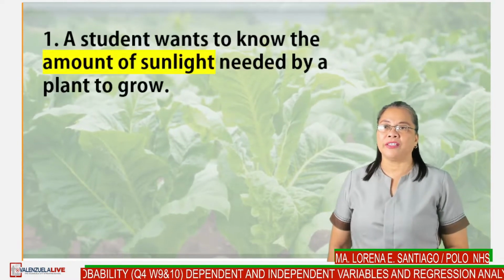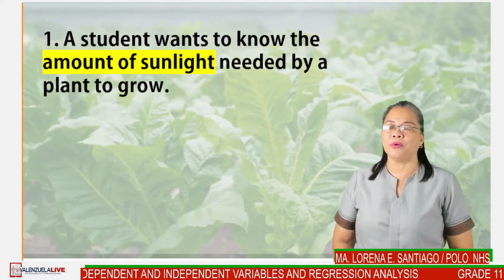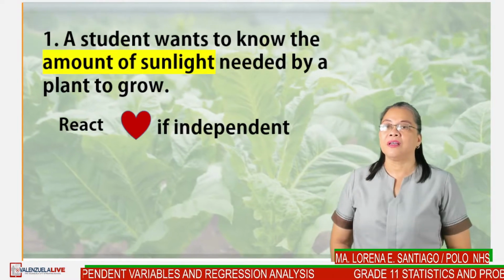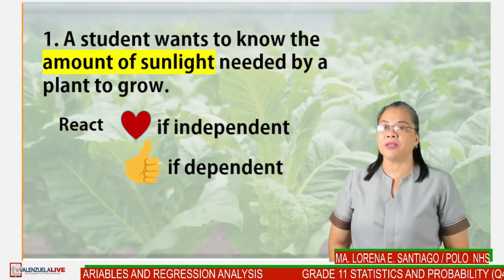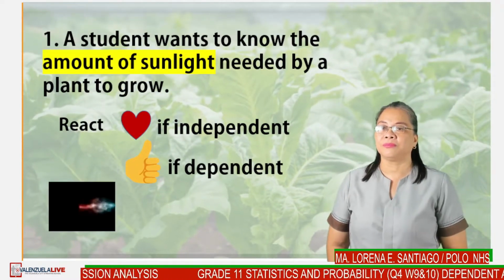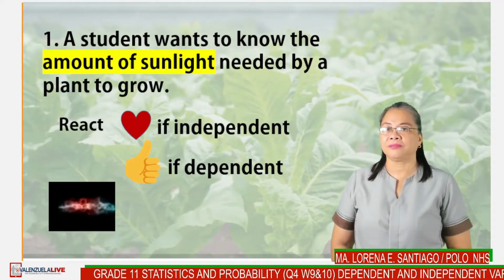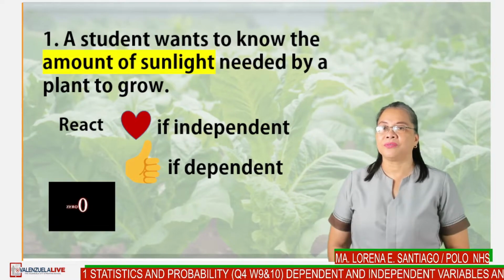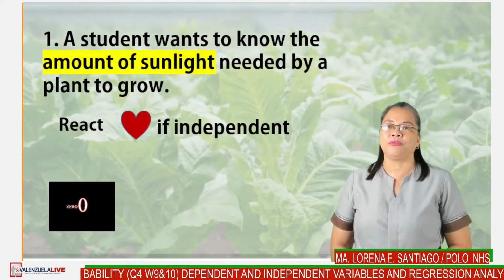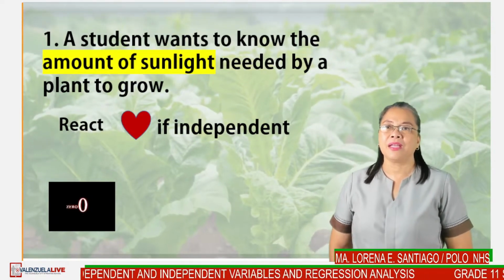Let's have number 1. A student wants to know the amount of sunlight needed by a plant to grow. React heart if it's independent. React thumbs up if it's dependent. Timer begins now. What is your answer? If you answered heart, then you are correct. We know that for the plant to grow, there must be enough amount of sunlight. Let's have number 2.